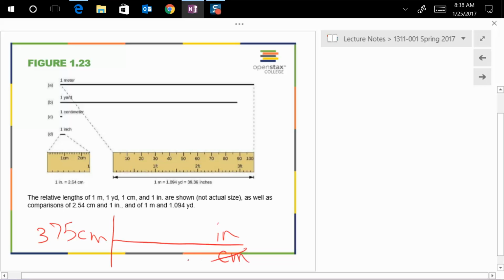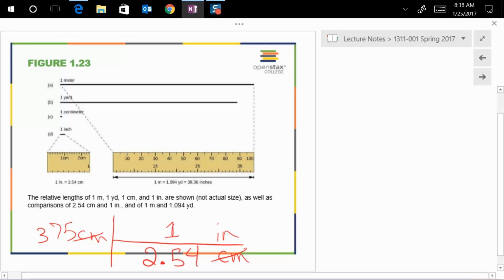Centimeters. My centimeters will cancel, and I'll be left with inches. Now I know what numbers to put here. I know which number goes on top, and I know which one goes on the bottom. The number for inches goes on top. The number for centimeters goes on the bottom. 1 inch on top equals 2.54 centimeters.